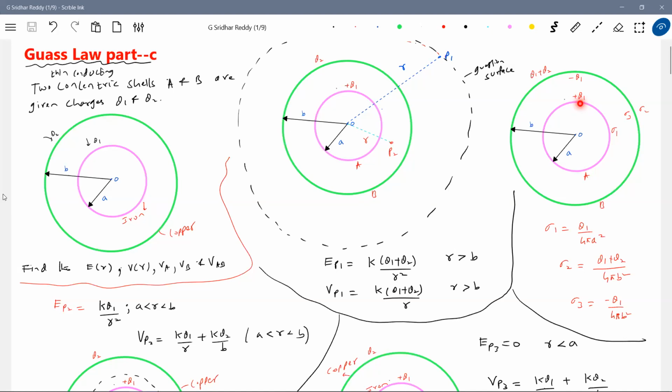And now you have to ask one more question. Why minus Q1? Why not minus Q1 by 2? Why not minus 2Q1 here, plus 2Q1? Why minus Q1 only? There's a conductor. You draw a Gaussian surface in the material of shell B. Then what is the net field inside the conductor? Should be 0. These are very fundamental things where the student was supposed to analyze.